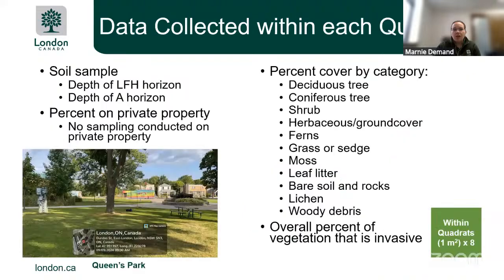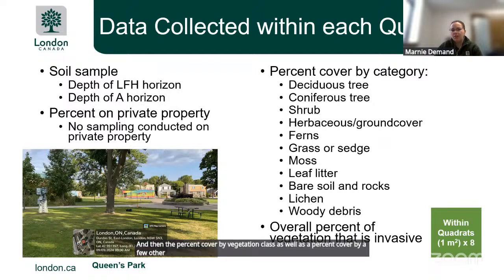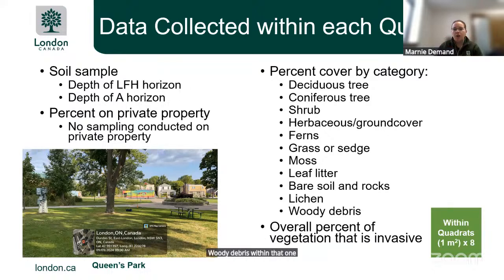Within the quadrats, we collected soil samples, and then the percent cover by vegetation class, as well as percent cover by a few other things like bare soil, leaf litter, and woody debris within that 1 meter by 1 meter quadrat, times 8 quadrats. No sampling was conducted on private property. So if it was private, it was noted as private. Those plots would have 0 values for all the percent covers and would be noted as 100% private.